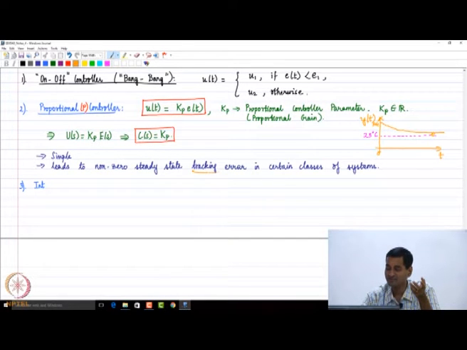What is tracking? I want to follow a certain set point, or even a time varying reference input, right? So that's tracking. So essentially we may not be able to achieve zero steady state error. Okay, that's a limitation.